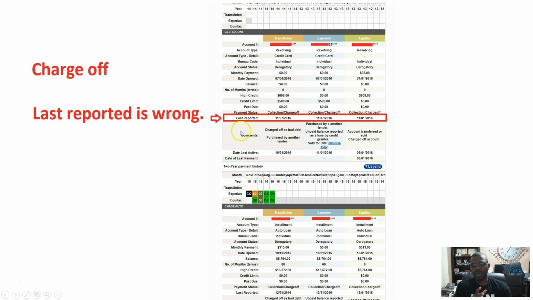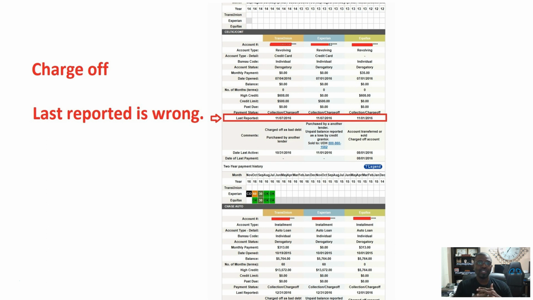Last reported is wrong. Now here we go again. The last reported date is wrong. We got TransUnion 11/07/2016, Experian 11/07/2016, and then here we go again, Equifax 11/1/2016. So again, the data is not consistent across the board.